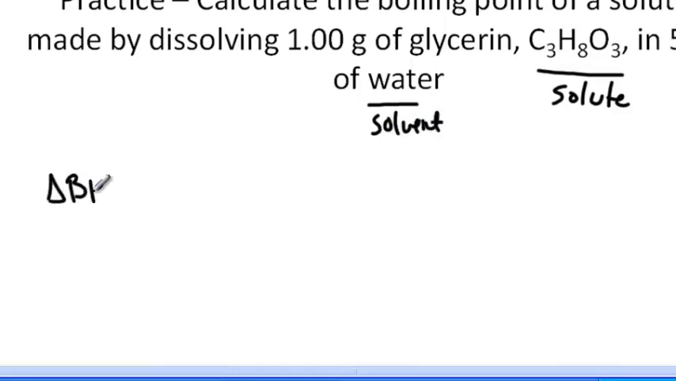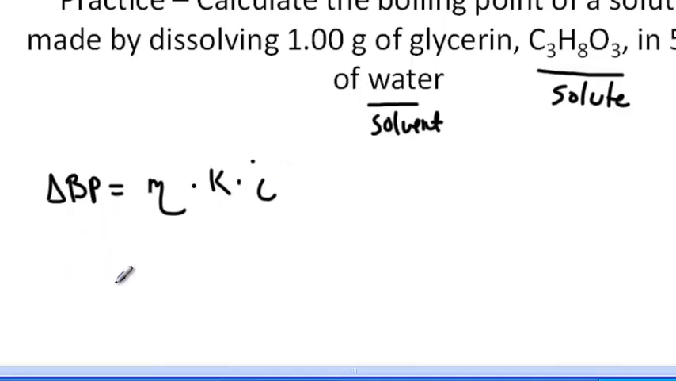The change in the boiling point is equal to the molality times the boiling point elevation constant times the Van Hoff factor, the number of particles that dissociate. And again, this is a non-electrolyte, so the Van Hoff factor is 1. You will see me write that because eventually when we start dissolving salts, the Van Hoff factor will change, so it's just a good habit to form.